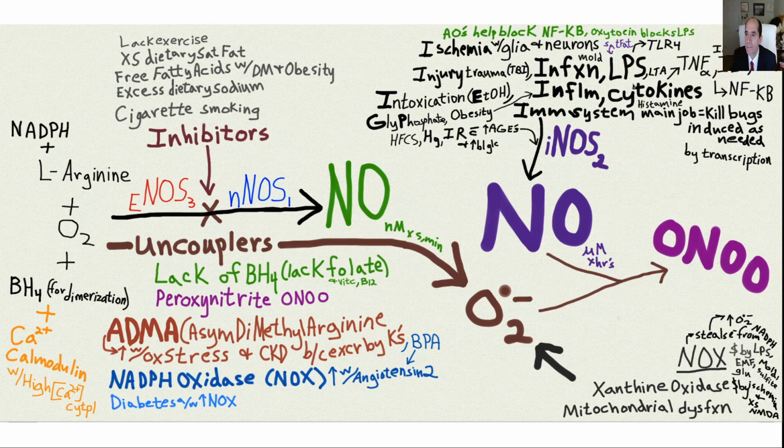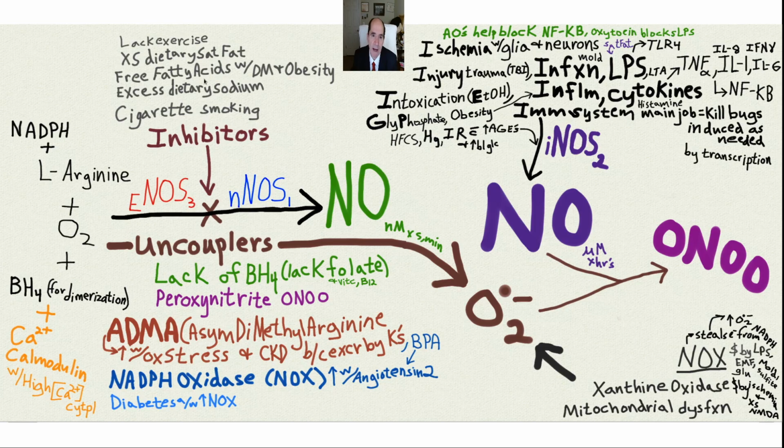These are things that inhibit endothelial nitric oxide synthase and neuronal. If you're smoking cigarettes, bad idea. If you're sedentary, bad idea. If you have excessive blood lipids, bad. All these things inhibit nitric oxide synthase. That's bad for your arteries. Excessive dietary sodium, bad, bad, bad. Excessive high fructose corn syrup, because the uric acid will inhibit endothelial nitric oxide synthase.